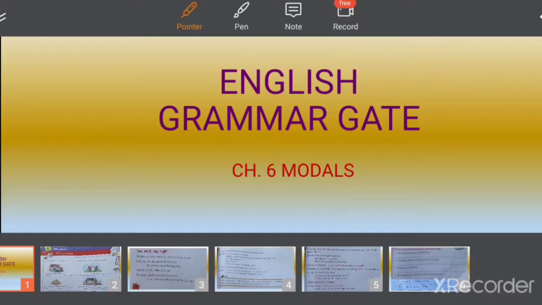Another characteristic is they are used to indicate modality, allowing speakers to express certainty, possibility, willingness, obligation, necessity, and ability. This is the most important characteristic. According to these, you can understand which modal verb you have to use. Now let's start our lesson.